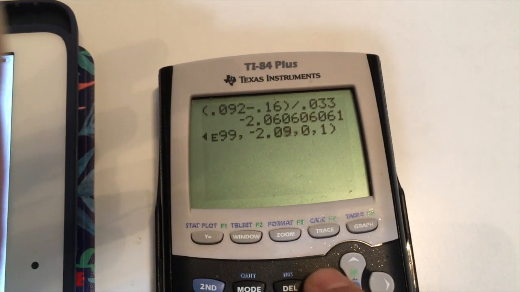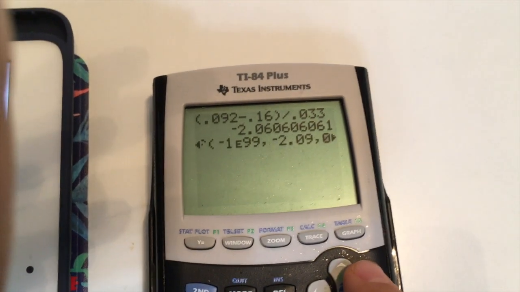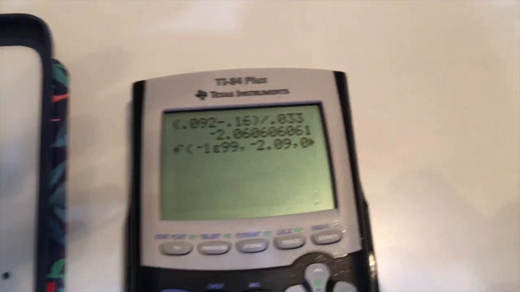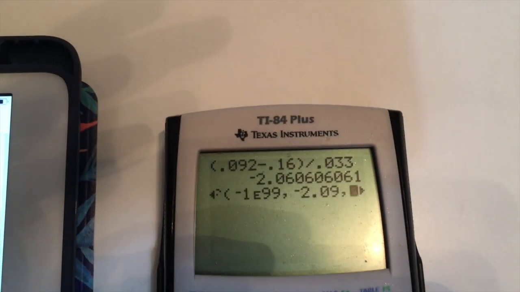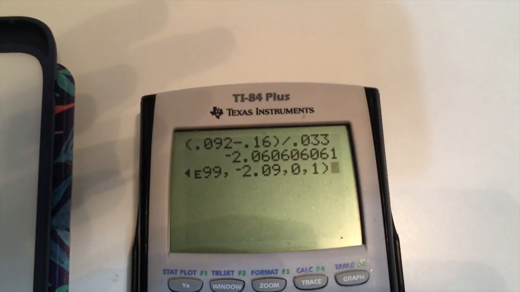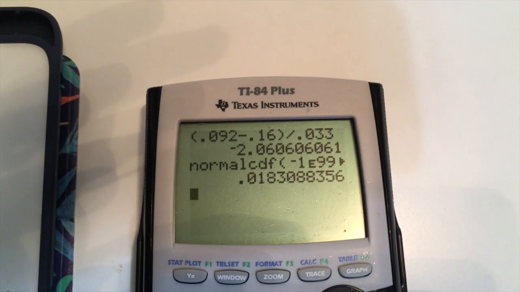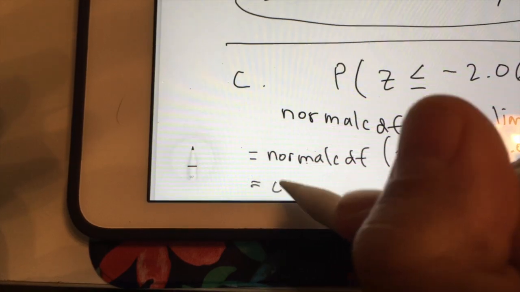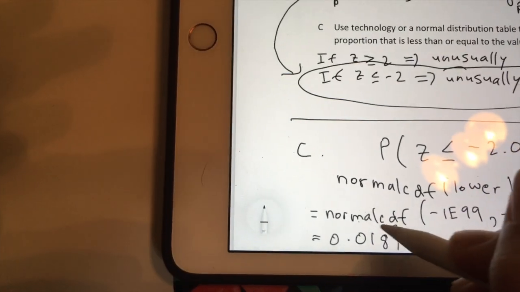Now this is what we get. It says normal CDF and it has all this stuff here. Now if your calculator is one of the older ones, it might just go straight to the screen and you have to put in those two things yourself. Either way, you have to type in -1E99, comma, -2.09. But all we do now is hit enter. What do we get? We get 0.018. So I'm going to put that right here. This is our answer.